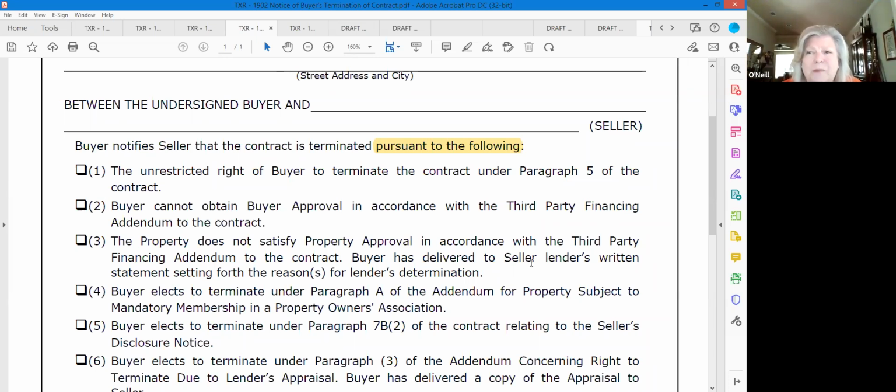So buyer's agent, you better have that receipt of option fee in your possession before you help your buyer terminate based upon paragraph 5. Otherwise, you're in serious trouble. You've now helped your buyer not comply with the terms of the contract. Everybody understand what I just said? Because this is one that is totally misused.